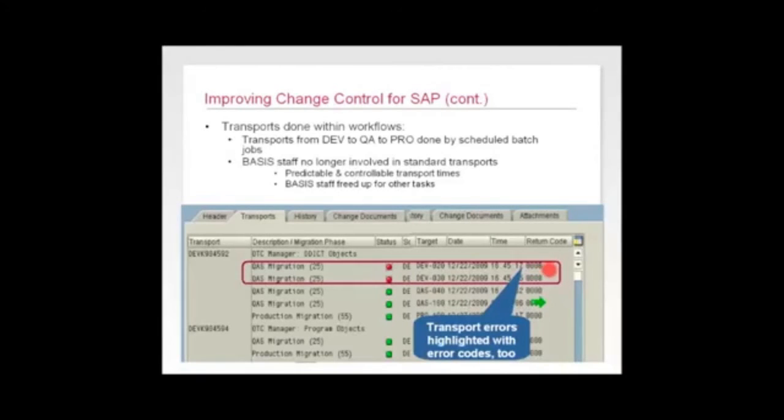And you can see here that right within the control panel request, we can see how the transports went through and if there's any return code errors. So here, we got the red light showing us what happened, and it has the return code 8 or return code 4. It's very visible for us, whereas before it was something that we didn't always see.